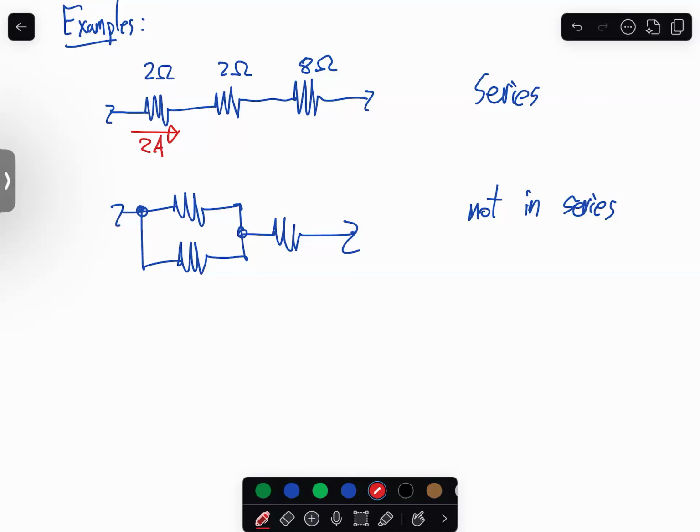Again, the question here, Google form B, if your Google form is working, is how much current flows through the 8 ohm resistor if 2 amps flows into the first resistor? And the correct answer is, as I just said, the current is still the same value. It's still 2 amps. 2 amps flows through the first, that same 2 amps flows through the second, that same 2 amps flows through the third.